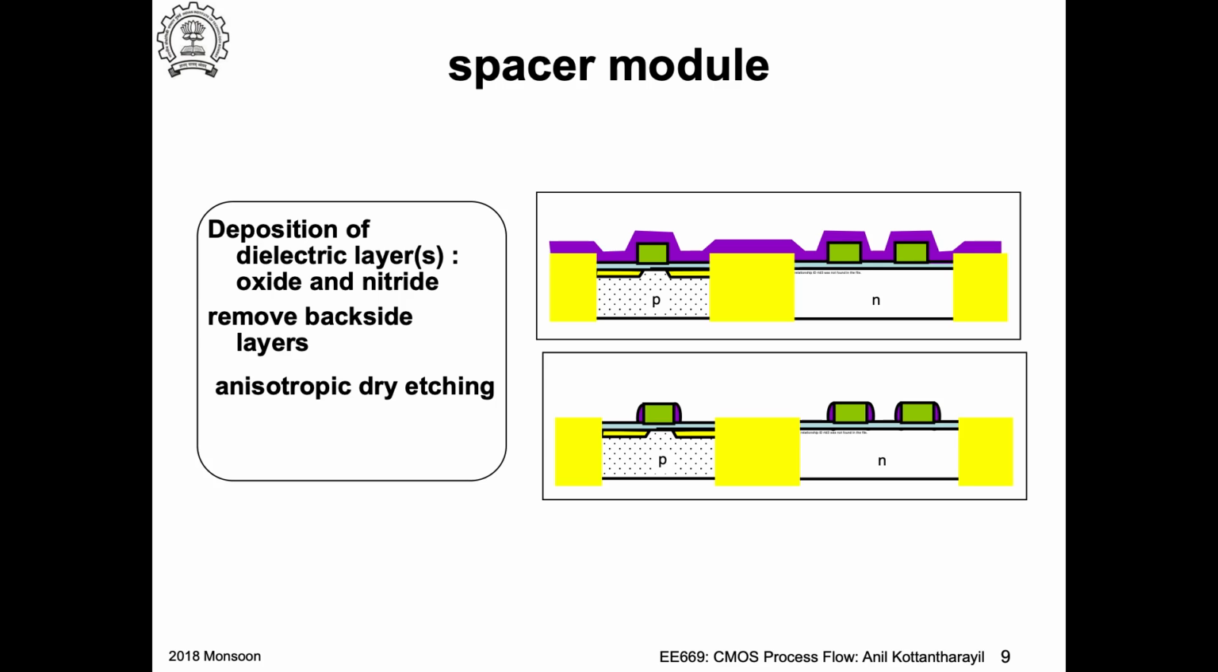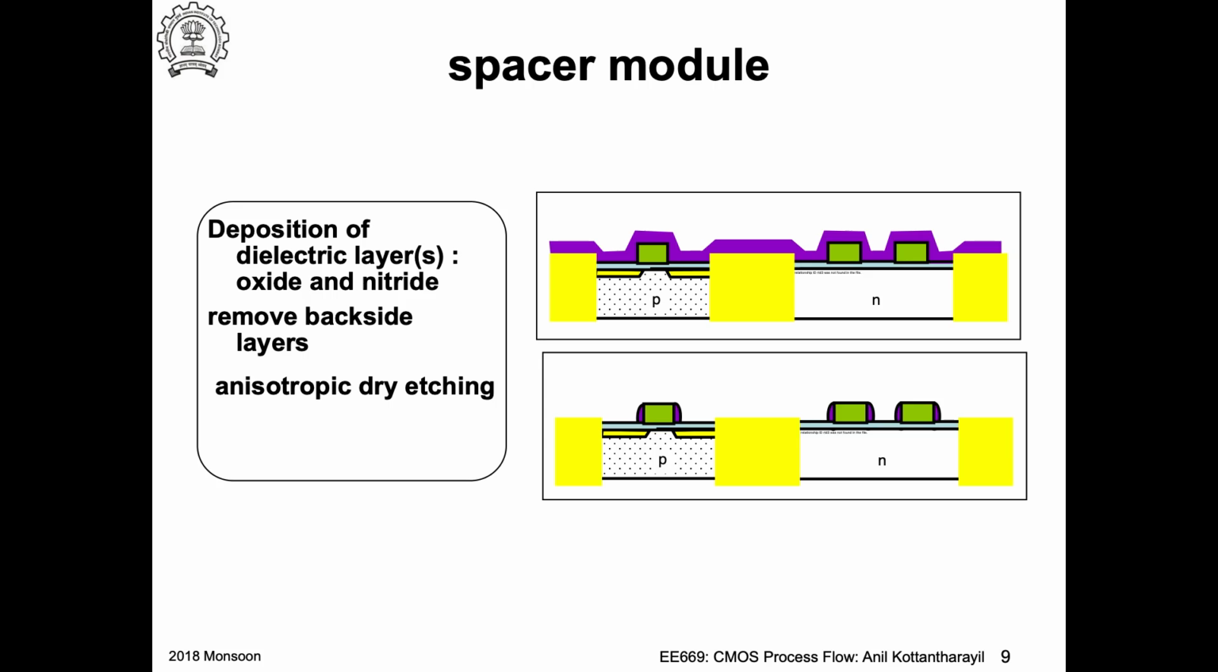So if you're using a thermal low pressure CVD process, then you would get these films deposited on the backside of the wafers also. So in that case, you remove the backside layers by wet etching.